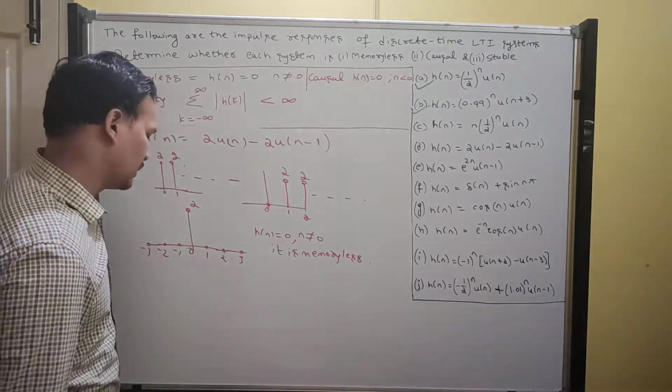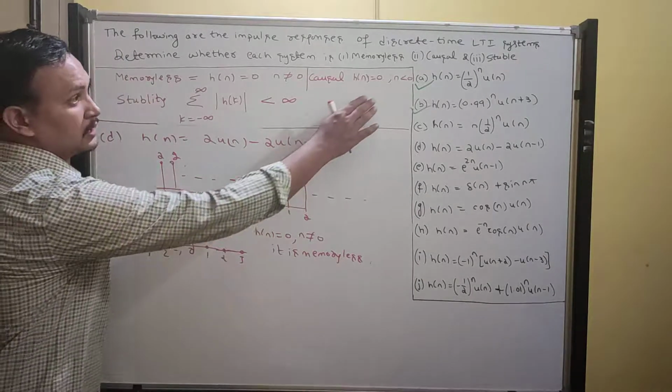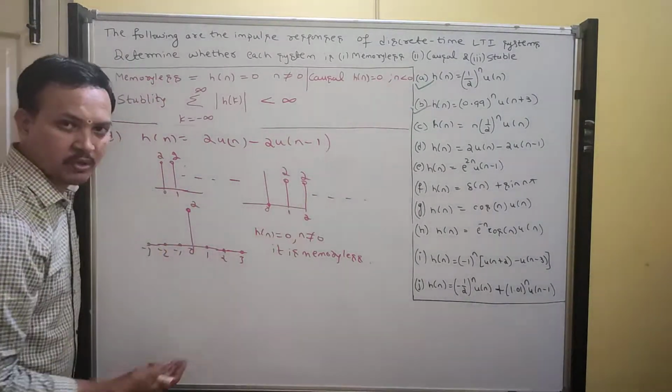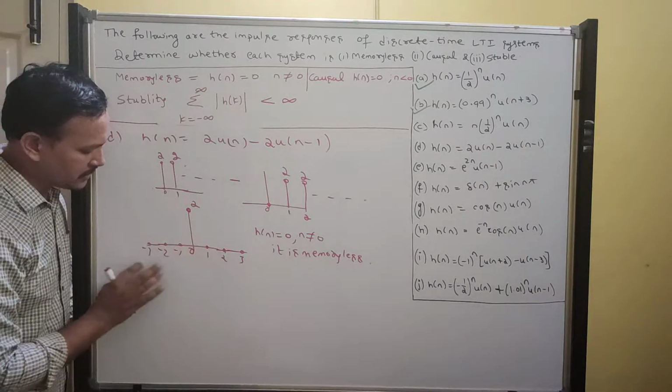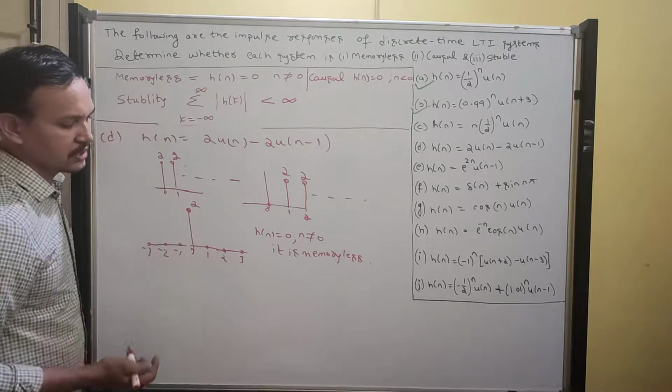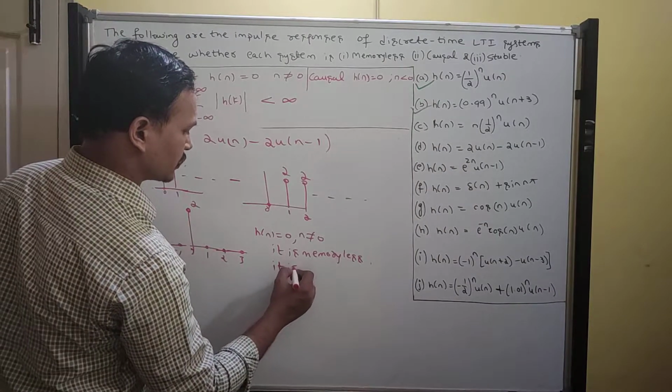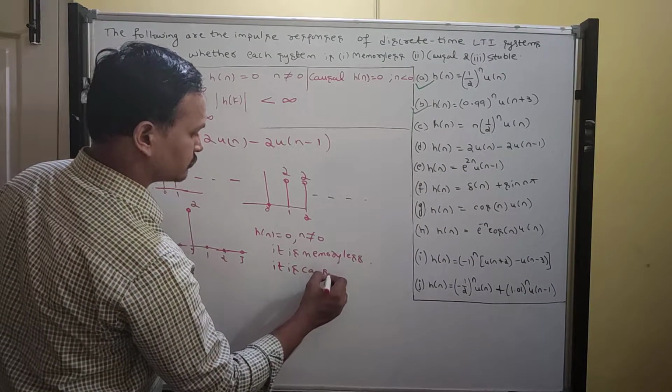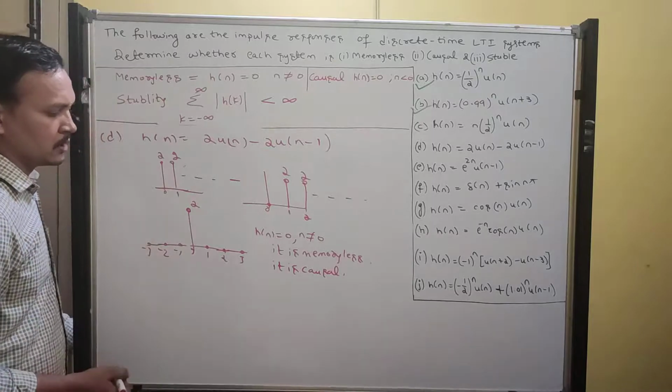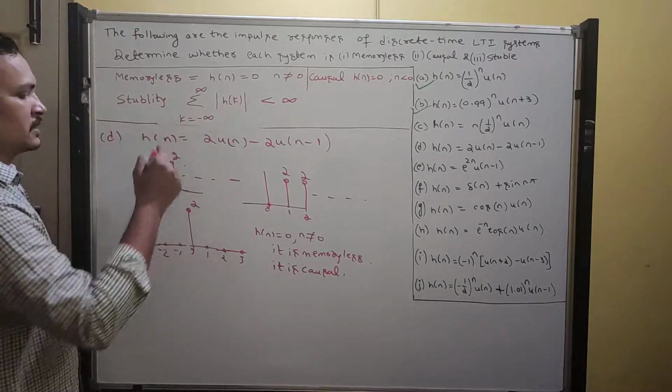What about causality? Check this condition. If n less than 0, h of n should be 0. For n less than 0, see, h of n is 0. Nothing is there. Therefore, it is causal.